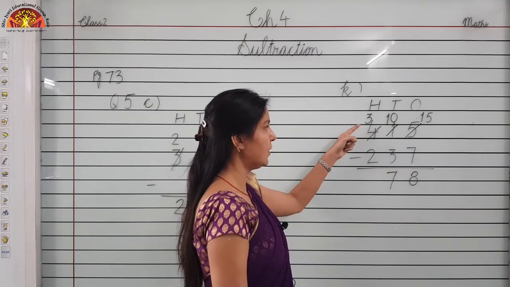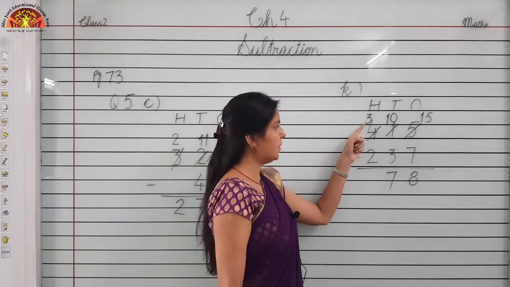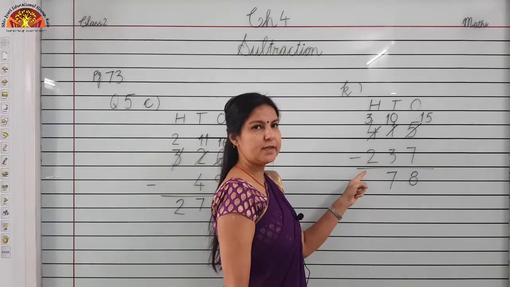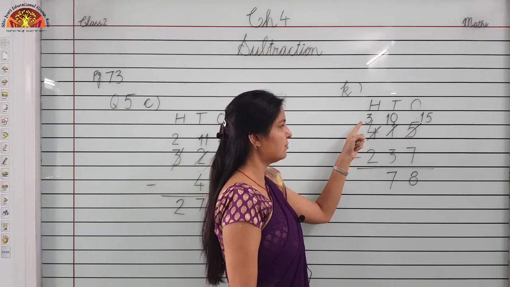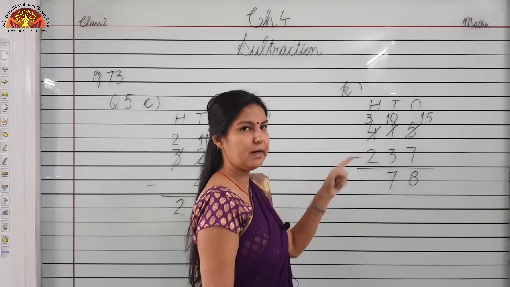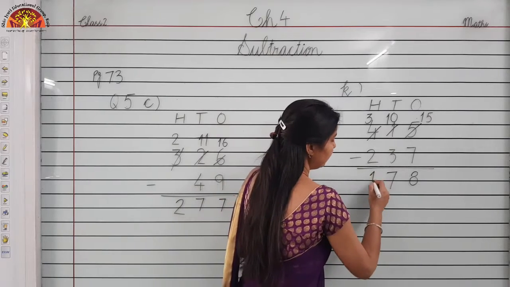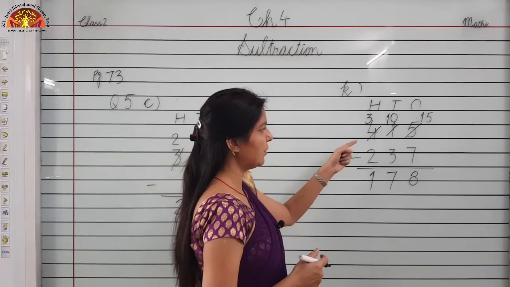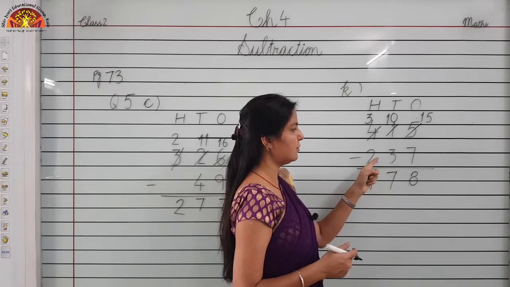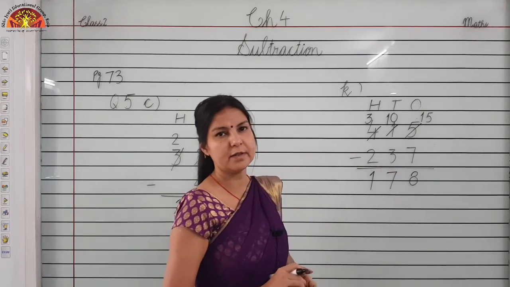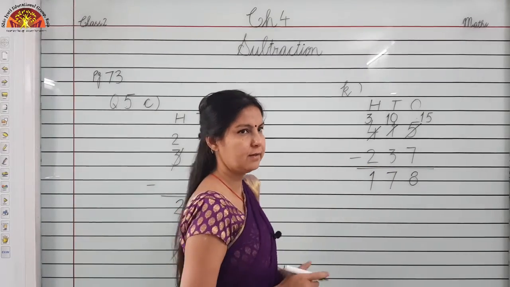And now we will solve the numbers which are at hundreds place. These are 3 minus 2. It will be 1. So the difference between 415 and 237 is 178.